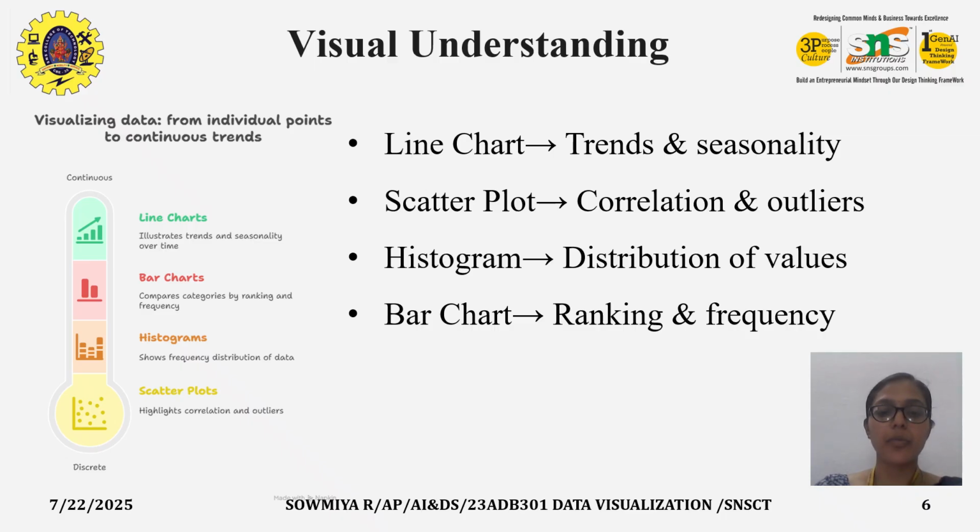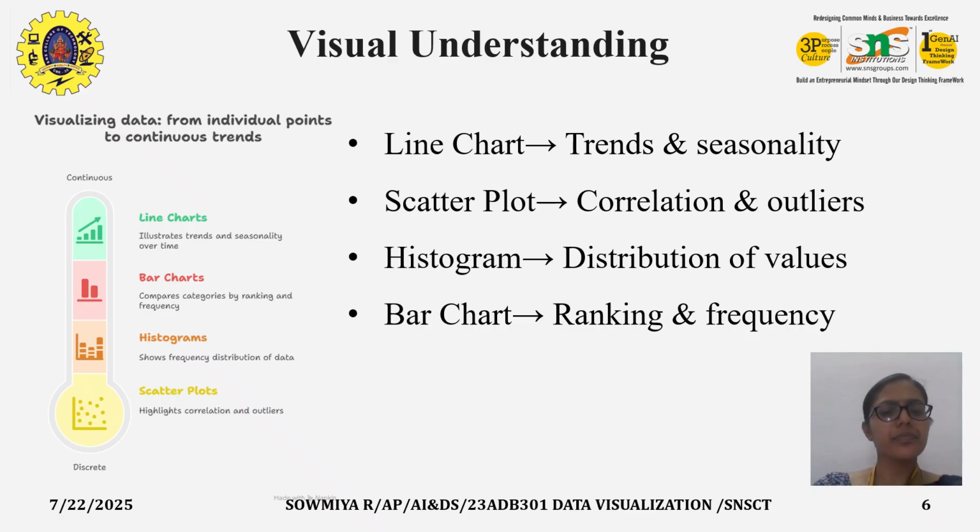Then scatter plots. Scatter plots are helpful when we want to check if there is a relationship between two variables, which is called correlation. They are also good for spotting outliers, points that may stand out. For instance, if most students study for 5 hours and score 70 marks, but one studies 1 hour and scores 95, that's an outlier. You will see it clearly in a scatter plot.